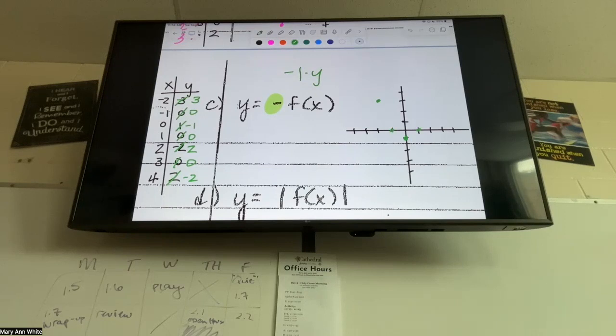(0, 2), (2, 3), (0, 4), (-2). Good enough. Does this kind of look like our other graph just flipped? Yeah. Questions, thoughts, comments?